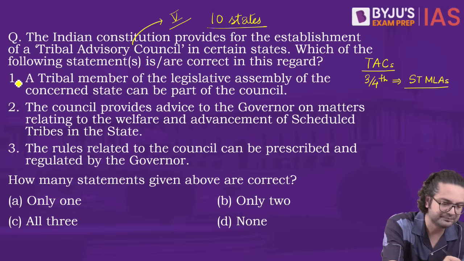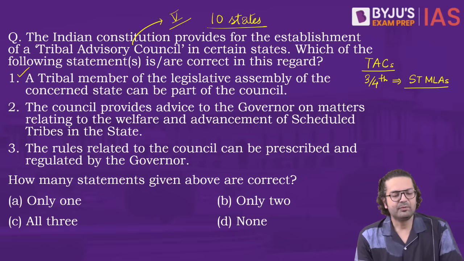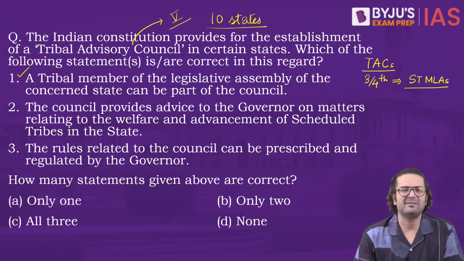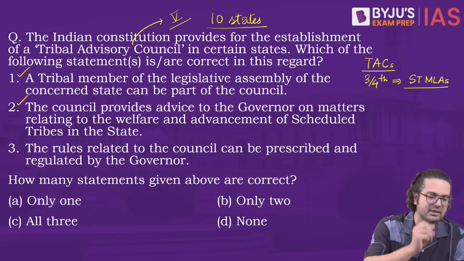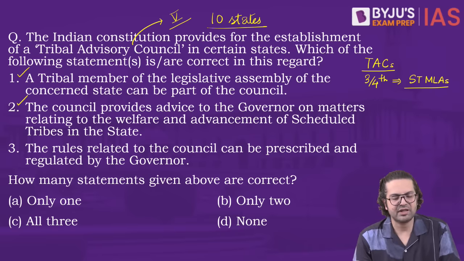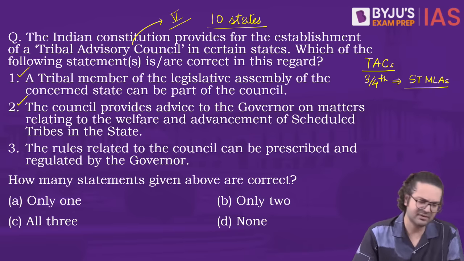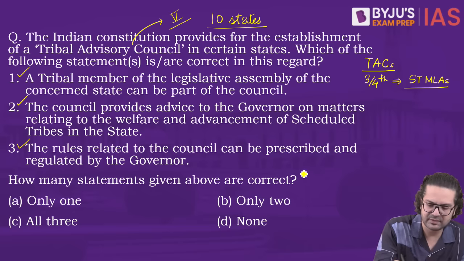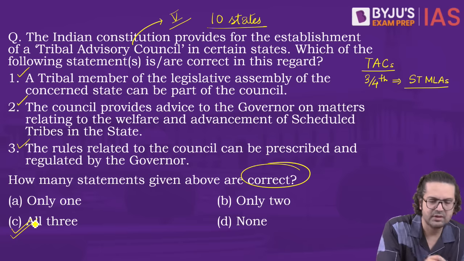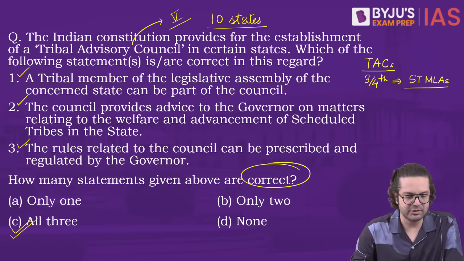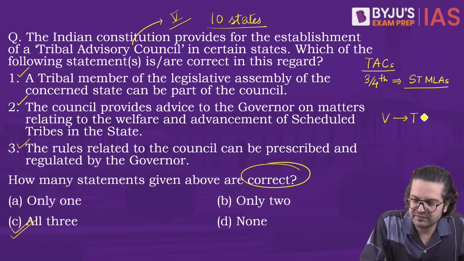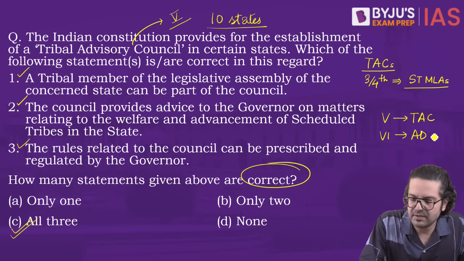Yes, one is correct. The council provides advice to the governor on matters relating to the welfare and the advancement of scheduled tribes. Yes, of course, absolutely correct. Number 3, the rules related to the council can be prescribed and regulated by the governor, is also correct. All 3 statements are correct. Right answer is all 3. Okay. So please, it is Schedule 5, not Schedule 6. Just to remember, Schedule 5 is TAC. Schedule 6 is ADC.